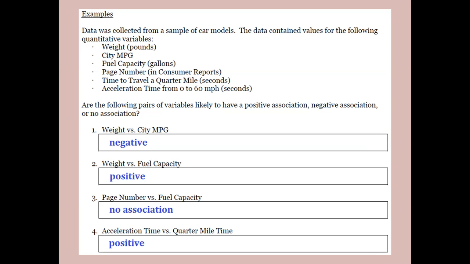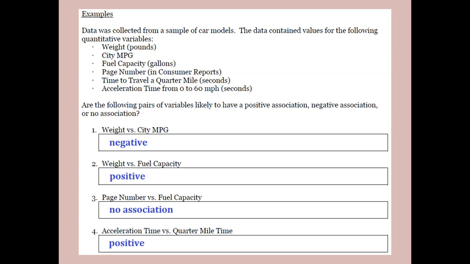There are a lot of cases where you can anticipate the type of association that you're going to have even before the scatter plot's constructed. For these four pairs of variables, we kind of already know what we're going to get. Weight versus city miles per gallon. Generally you think, well, bigger, heavier vehicles are going to have a lower value for the miles per gallon. They're going to be less fuel efficient. So you expect to get a negative association there.